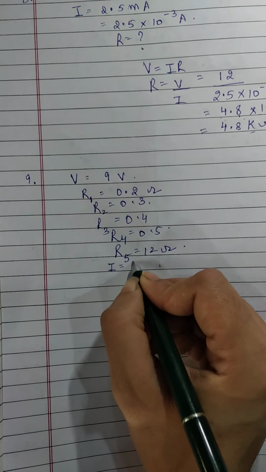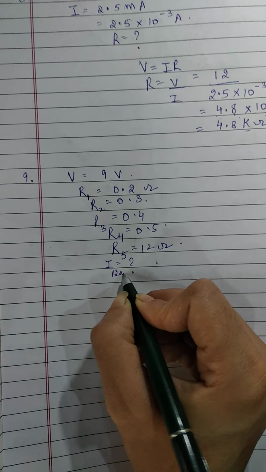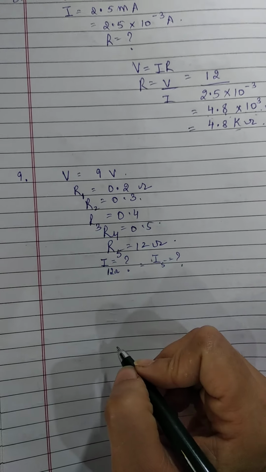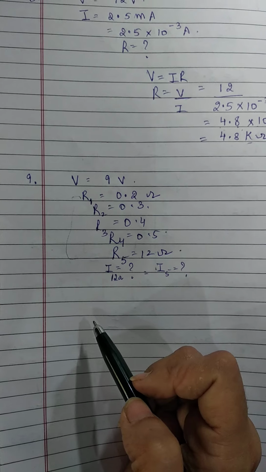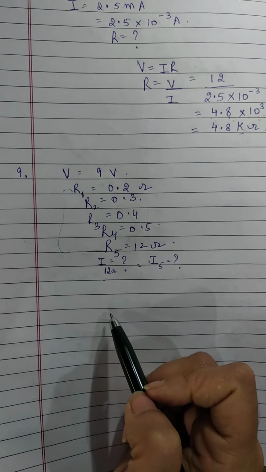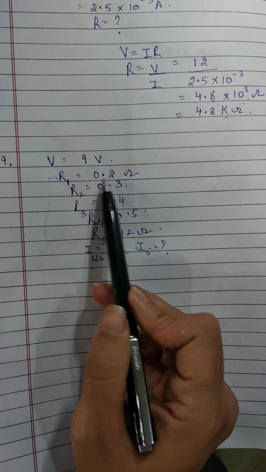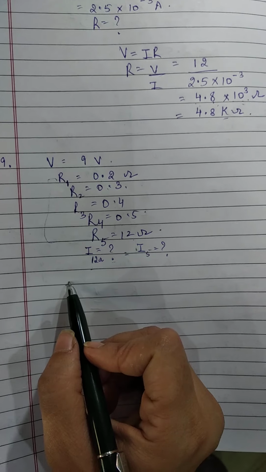Current we have to calculate through resistance of 12 ohm. Means we have to calculate the value of I5, the current through resistor 5. Remember, all of them are connected in series, and in series arrangement current is constant. So whatever current will flow through 12 ohm resistance will also flow through 0.2, 0.3, 0.4 and 0.5 ohm resistances as well.